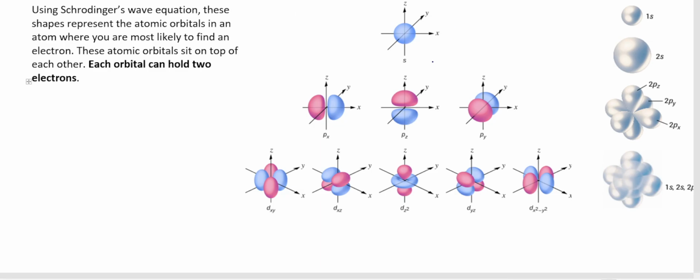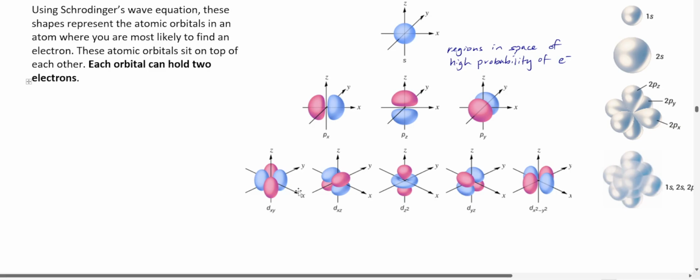So let's actually write that in, right? These are regions in space of high probability of an electron existing. And that's the fundamental part of the wave mechanical model of the atom.